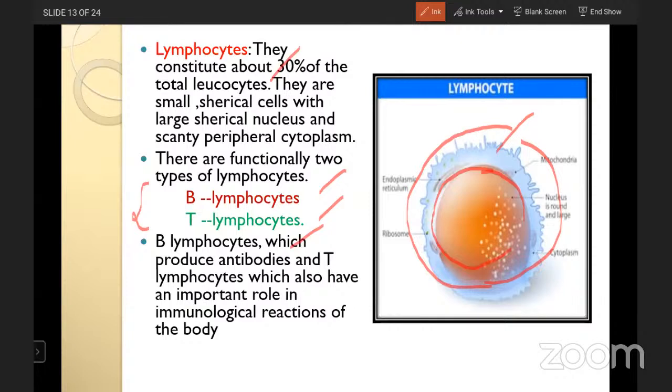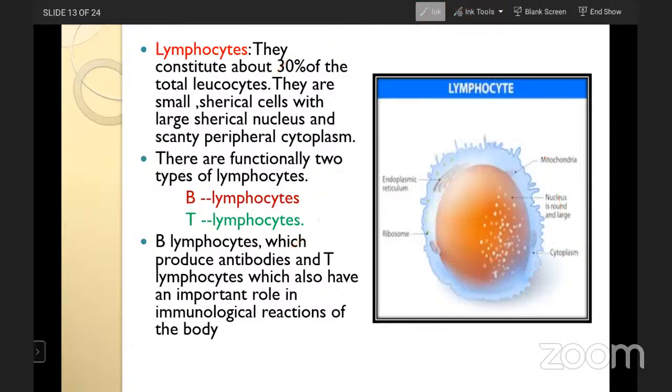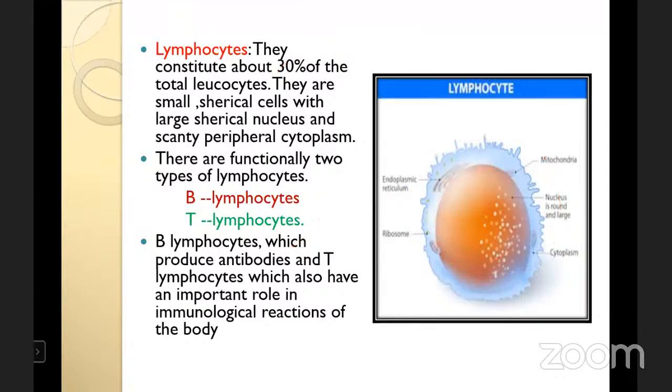Got it? Lymphocytes constitute about 30% of the total leukocytes. They are small, spherical, and the nucleus is big in size. Cytoplasm is in lesser quantity. Functionally, there are 2 types, B lymphocytes and T lymphocytes. B lymphocytes produce antibodies and T lymphocytes are useful for the immunological reactions of the body. Okay, so this is about lymphocytes.